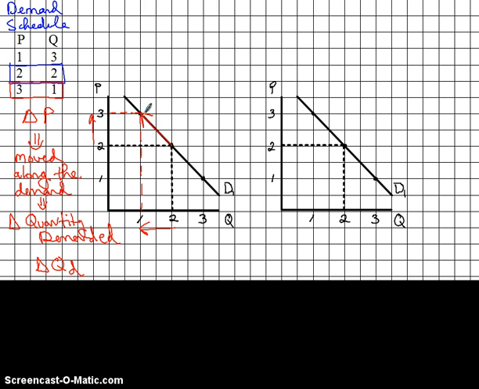In the next podcast, we'll talk about what happens if something changes other than the price. So we will talk about that in the next podcast.